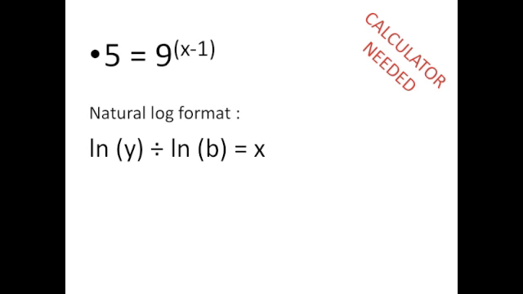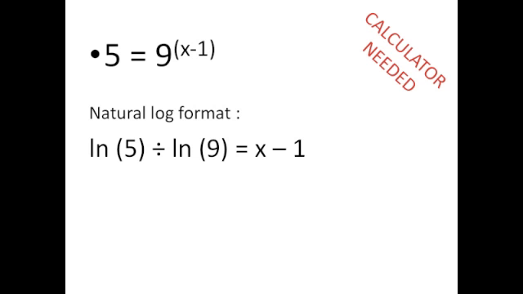Now for question 3. 5 equals 9 to the power of x minus 1. This is very similar to how we did the first question. You are going to use natural log. So as I said for the first problem, the format when you are changing an exponential equation to a natural log equation is the natural log of the answer of your exponential equation divided by the natural log of the base of your exponential equation equals the exponent of your exponential equation. In this case, the answer is 5, the base is 9, and the power is x minus 1. So the equation would look like natural log of 5 divided by natural log of 9 equals x minus 1.